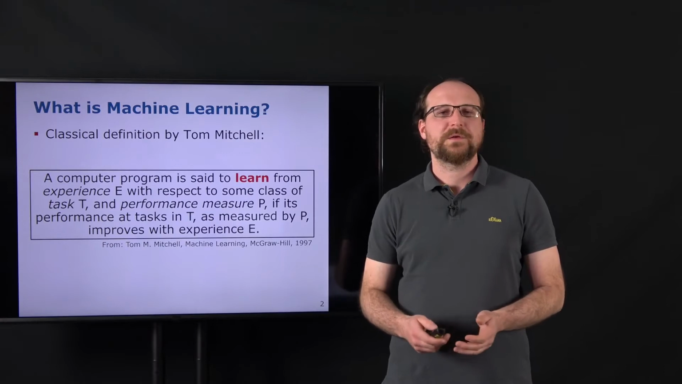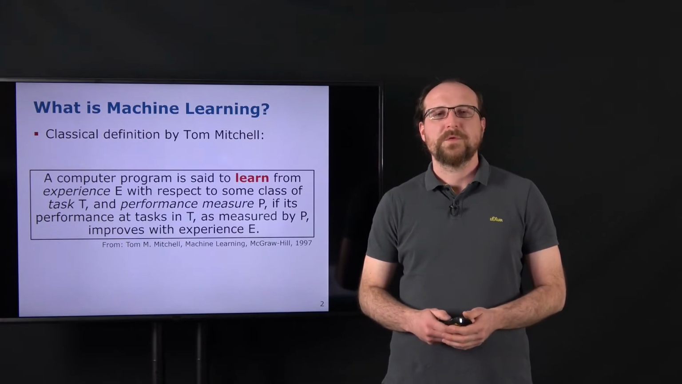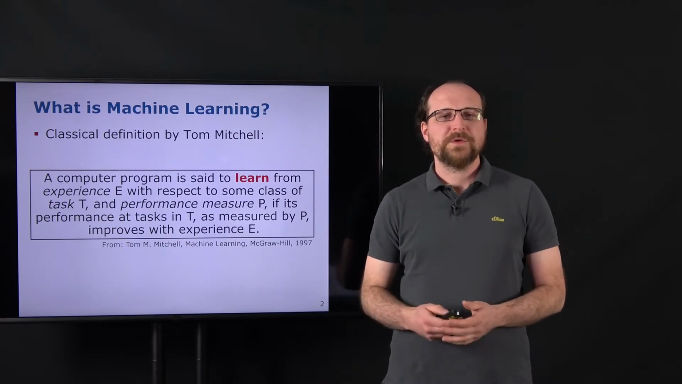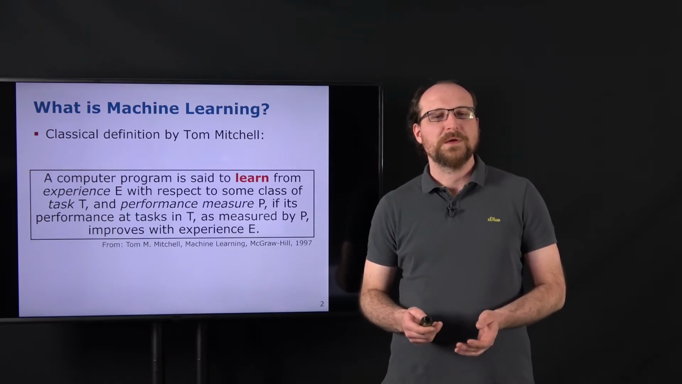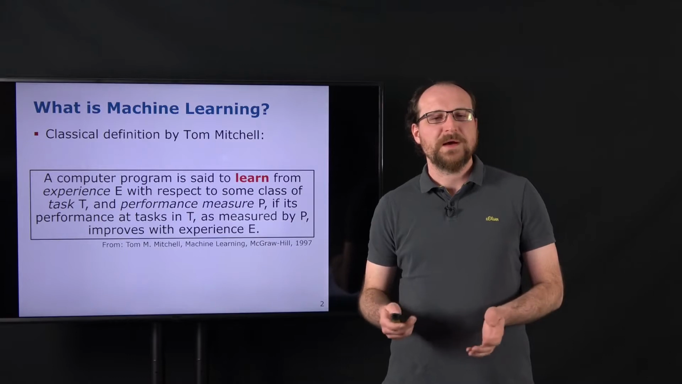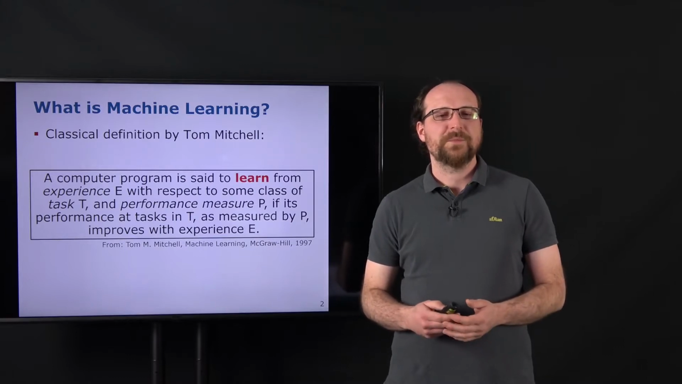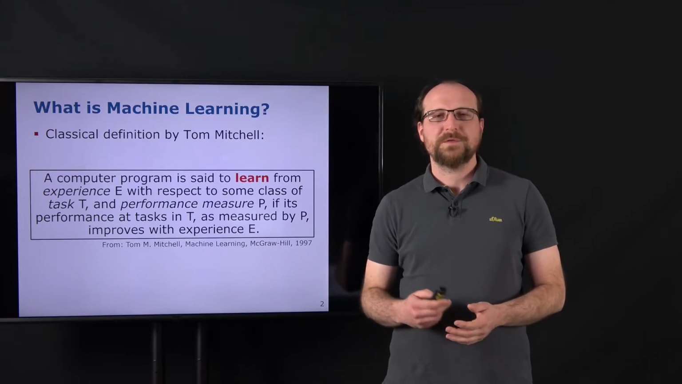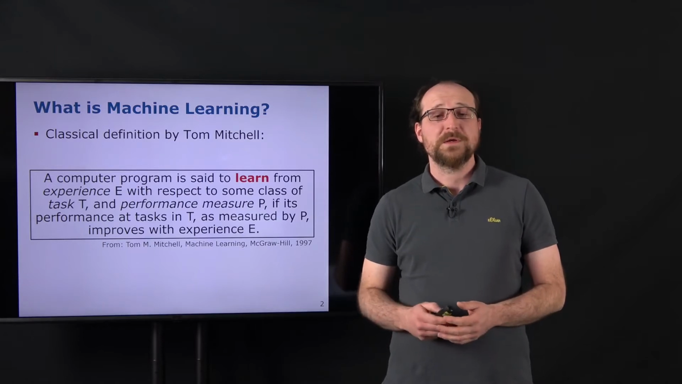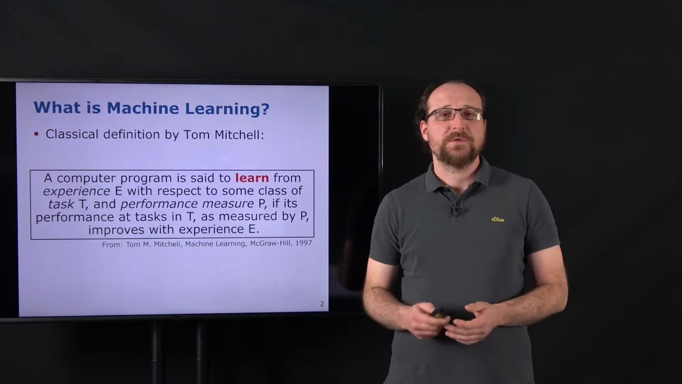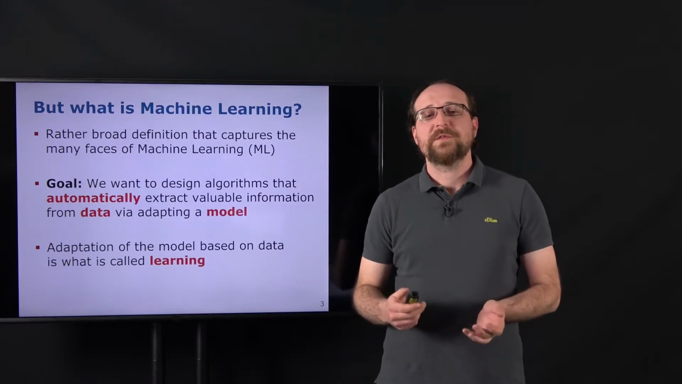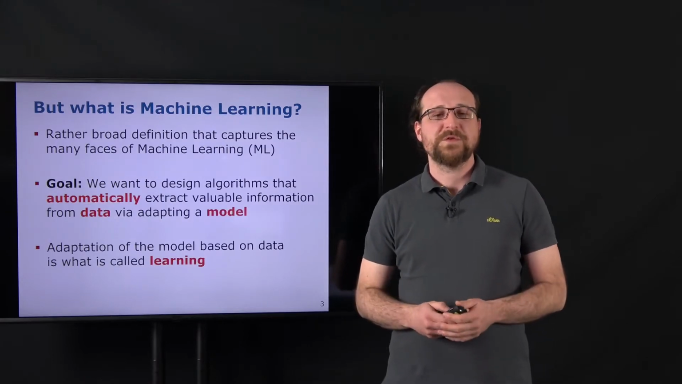Here I give a classical definition by Tom Mitchell, which says machine learning deals with a computer program that is set to learn from experiences E with respect to some class of task T and performance measure P, if its performance at this task, as measured by P, improves with the experience. So this is a rather broad definition of machine learning, which covers the many phases of machine learning.